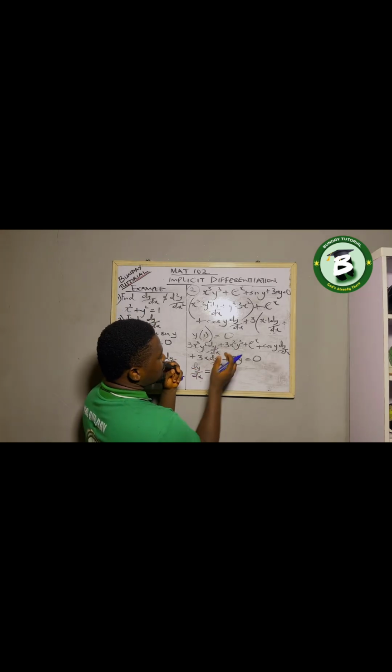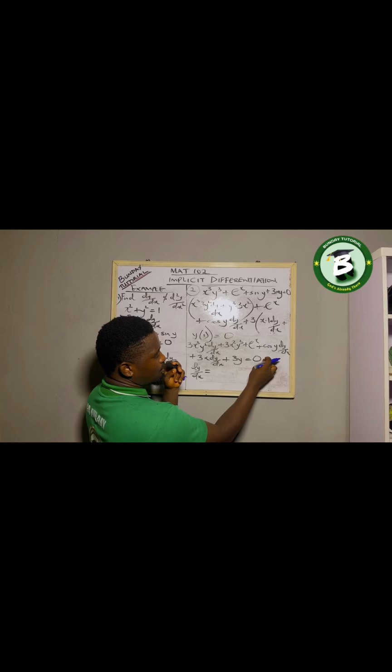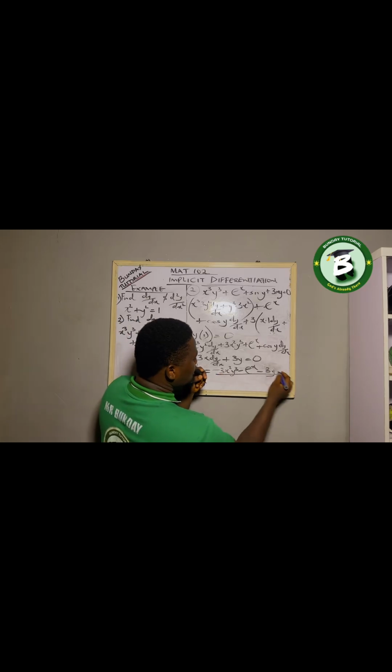Now send in your mind, send all terms without dy dx to the other side of this. So that means they will take minus. That will be minus 3x squared y cubed. This one too, minus exponential x. Then which one again? Minus what? 3y. Then say over.